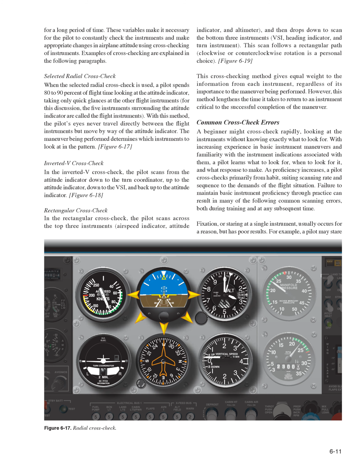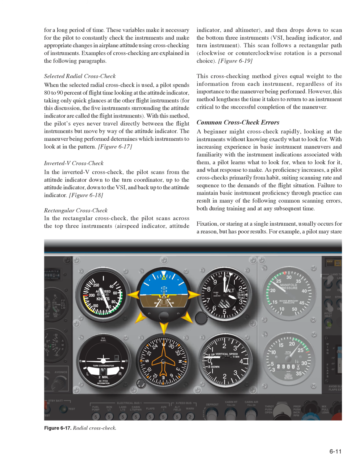Selected radial crosscheck: when the selected radial crosscheck is used, a pilot spends 80 to 90% of flight time looking at the attitude indicator, taking only quick glances at the other flight instruments. For this discussion, the 5 instruments surrounding the attitude indicator are called the flight instruments. With this method, the pilot's eyes never travel directly between the flight instruments but move by way of the attitude indicator. The maneuver being performed determines which instruments to look at in the pattern.